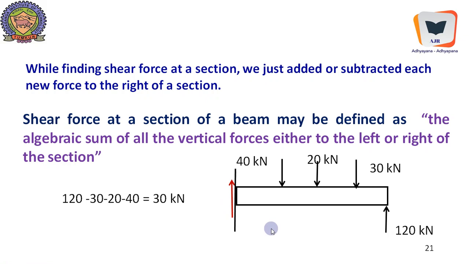Therefore, shear force at this particular section is a positive shear, tending to shear this portion of the beam up. Of course, there is a relative movement. If this portion is tending to move up, the portion of the beam over here will be definitely moving down. It's always a relative movement.